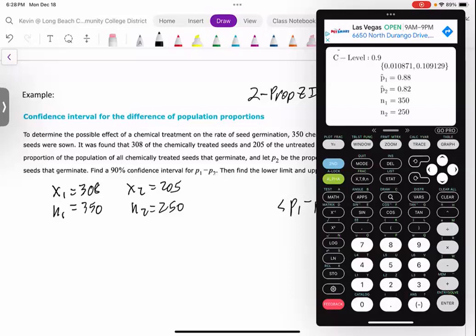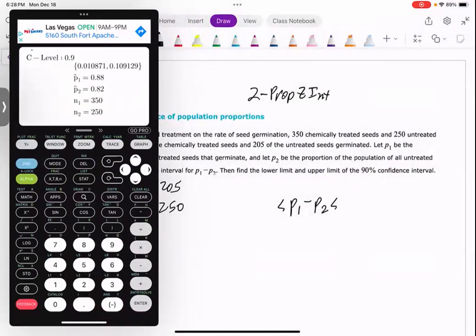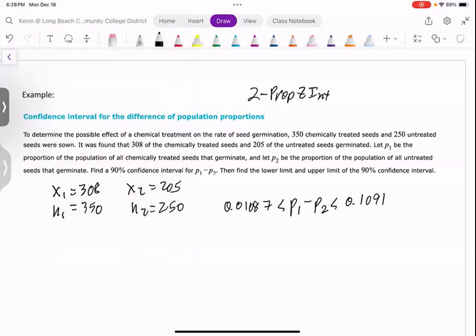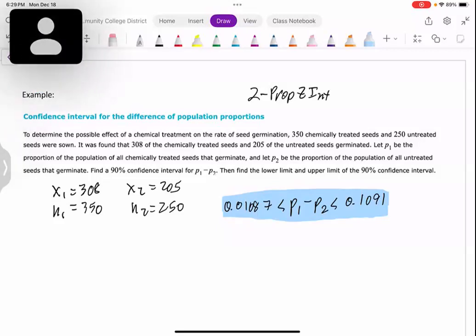So it's looking like we're getting, let's move that over there. Here is our confidence interval. There it is. So the difference is going to be between 1.1% and 10.9%. I hope you found this helpful.